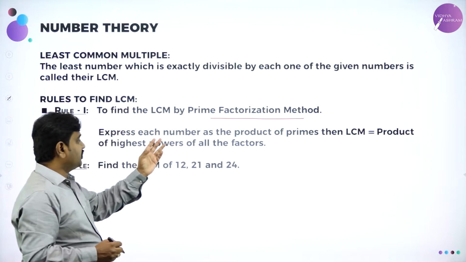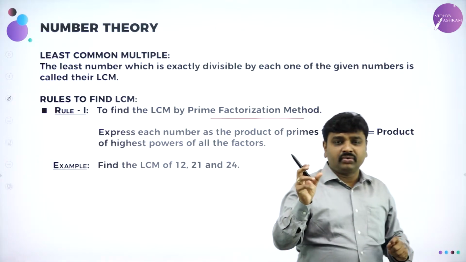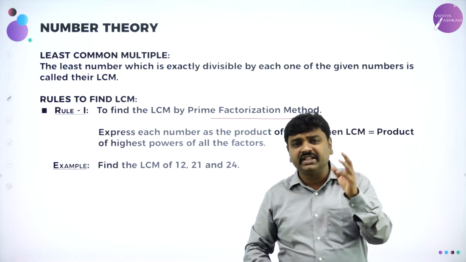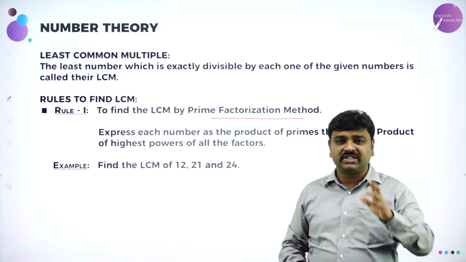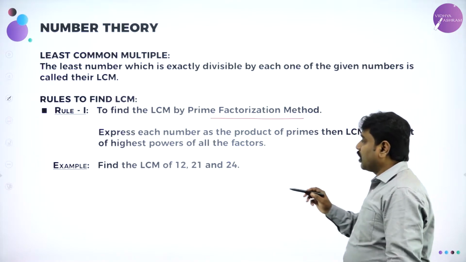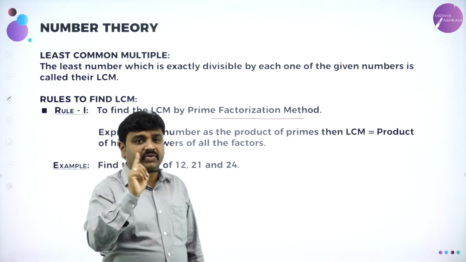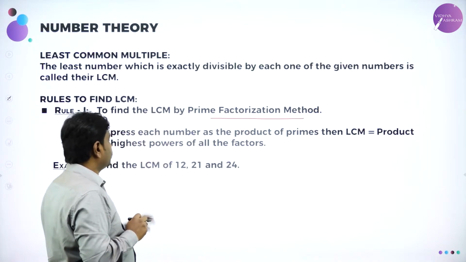Express the given number as a product of primes. Any number if they give, write them as a product of primes. Writing them as a product of primes, I taught you in my last session, that is canonical form. After you write them as a product of primes, take the product of the highest powers of all the factors. Product of the highest power of all the factors gives you LCM.